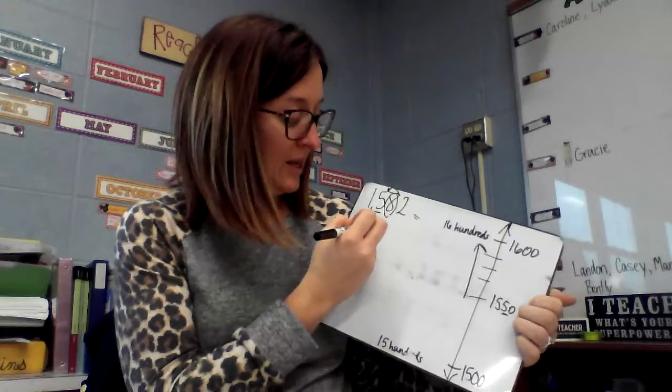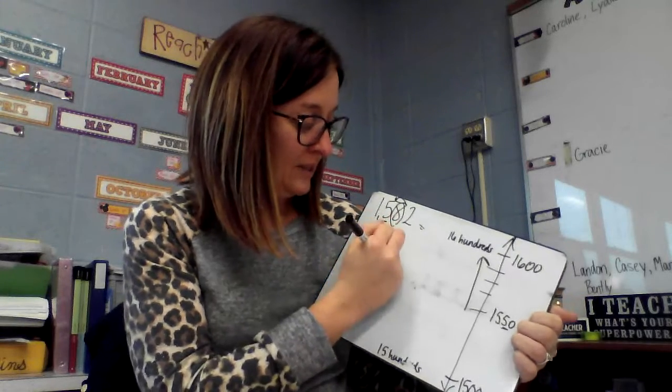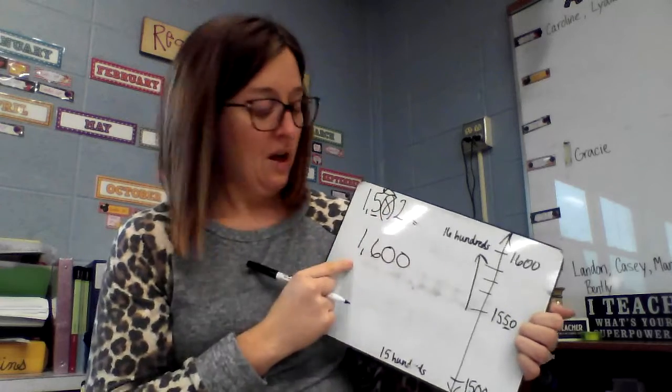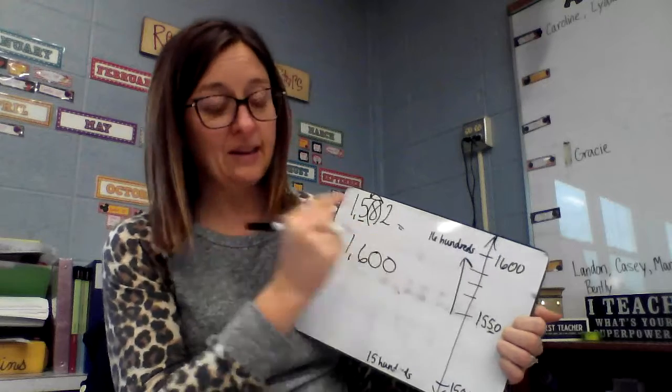Remember that 1 stays there. We make this 5 a 6. And then these two numbers both become zeros. Everything to this side of the underline stays the same. Everything on this side becomes zeros. Okay, let's try another example.